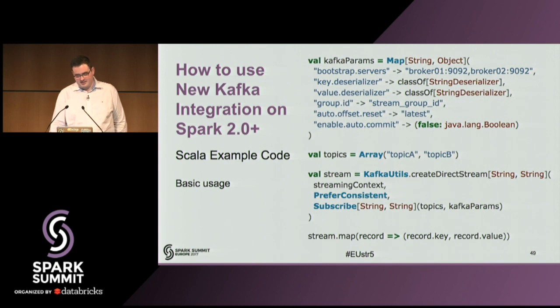Using the integration is as easy as one might expect. We just need a bunch of Kafka parameters, like the Kafka broker servers and the topics we want to subscribe to with the subscribe method that we've seen before, and then build the direct stream and start applying operations to it, like we would with any other direct stream or RDD.